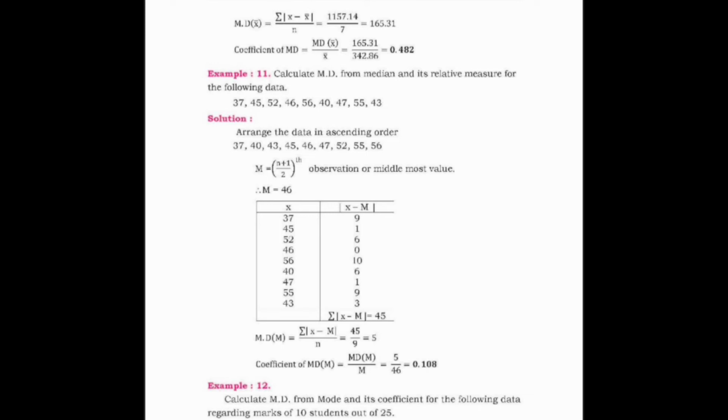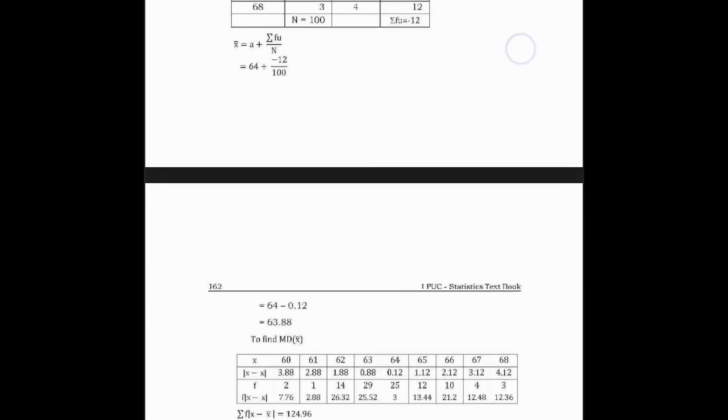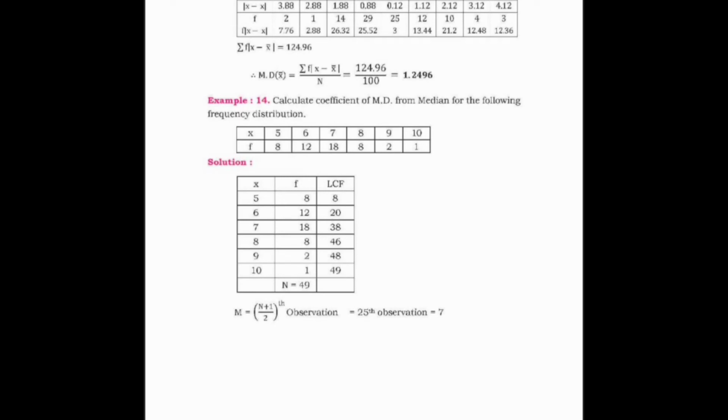Then mean deviation from median, example 14 is given. Calculate the coefficient of mean deviation from median for the following frequency distribution. The x and f are given in the question. The x is values and frequency values are given. Whenever f is given, you consider the LCF, the less-than cumulative frequency. Then capital N, which is the total of frequency.